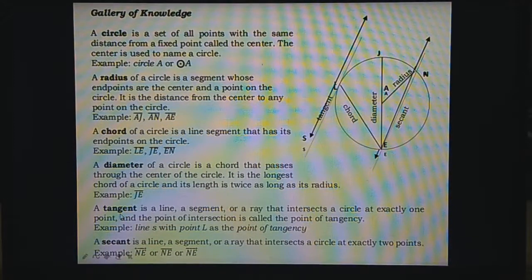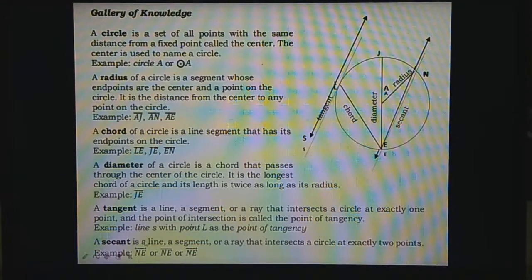Another term related to circle is what we call a tangent. A tangent is a line or a segment or a ray that intersects a circle at exactly one point. And the point of intersection is called the point of tangency. So, isang point lang ng circle in-intersect niya. So, ang tangent natin ngayon ay ito. Dumaan siya sa point L. So, this line S is a tangent of circle A. It intersects the circle at point L. And the point of tangency is point L.